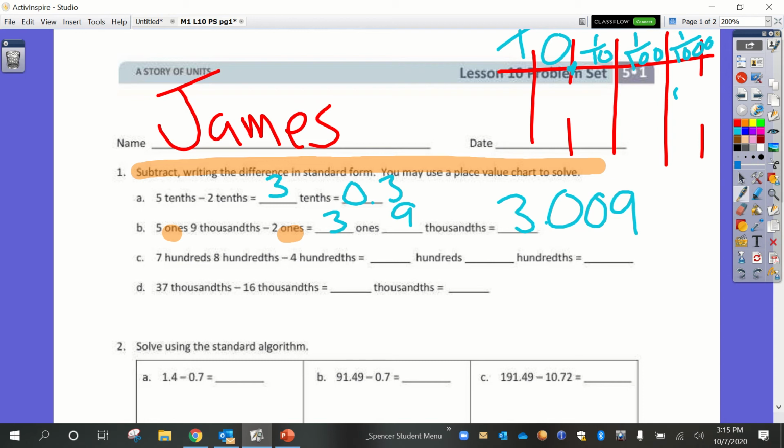All right, 700s, we're on C now. 700s, 8 hundredths, minus 4 hundredths. Again, look for the common unit. Don't allow hundreds and hundredths to confuse you. 700s, well, we didn't subtract anything from there, so those are going to still be the same. 8 hundredths minus 4 hundredths, well, it's always going to give us 4.